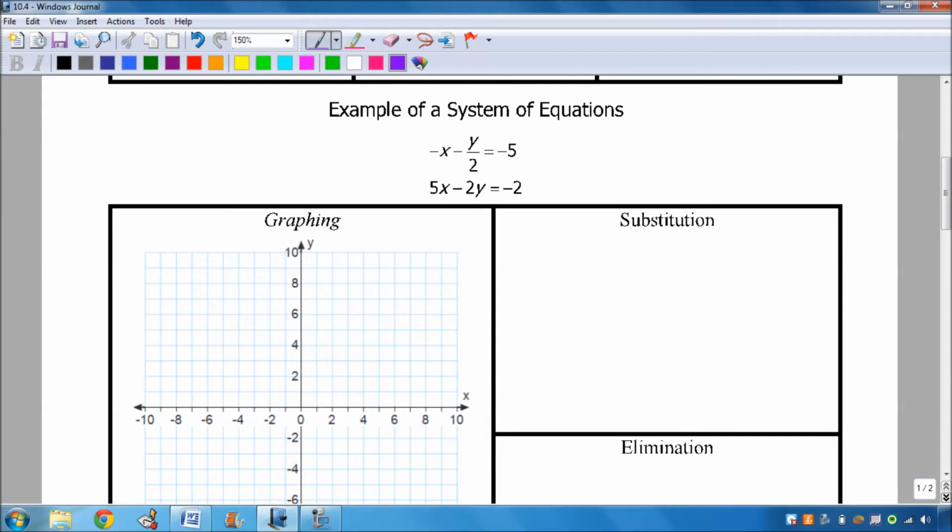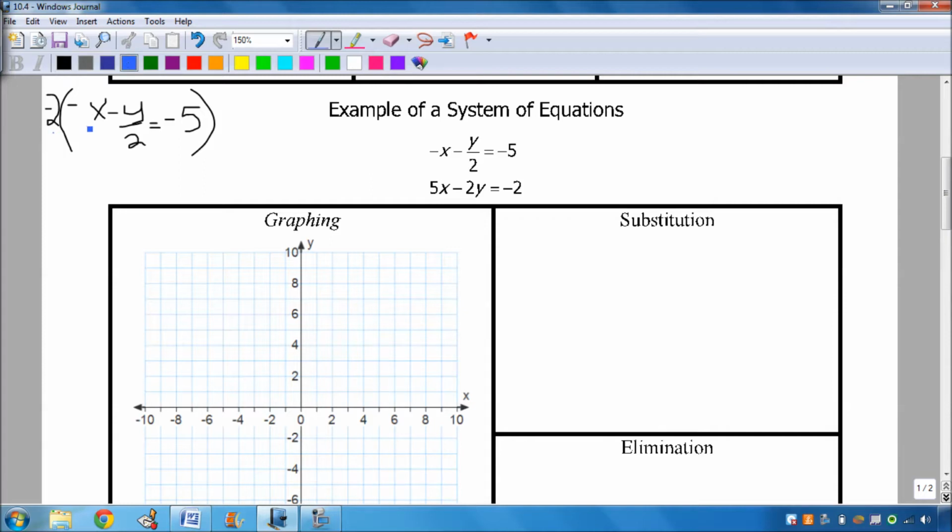So let's solve our system of equations that we have right here by graphing. So the first thing that we need to do is we need to isolate the variable in each equation. So our first equation is negative x minus y over 2 equals negative 5. And in order to do that, the first thing I want to do is get rid of this fraction right here, this 2. And this y is negative. So I'm going to multiply every single number through by negative 2. So I'm going to write times negative 2.